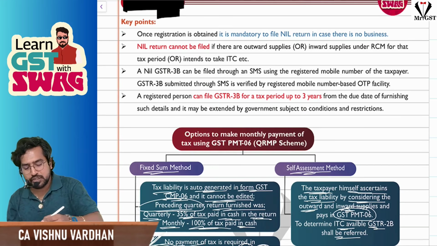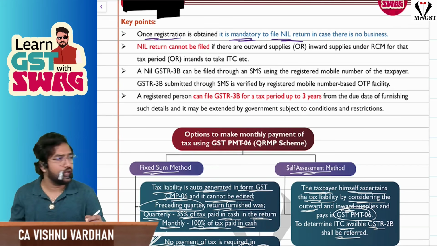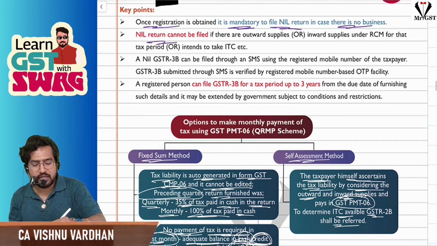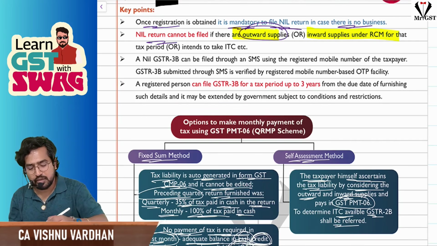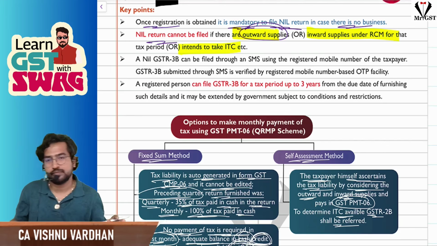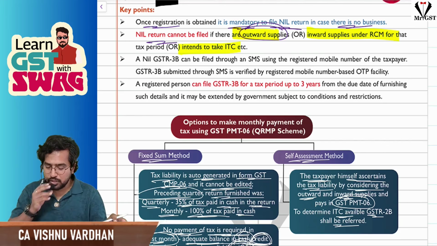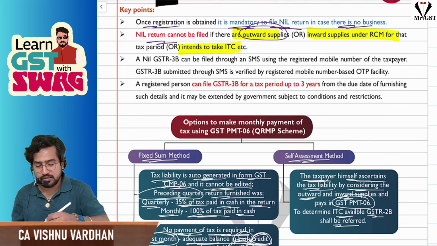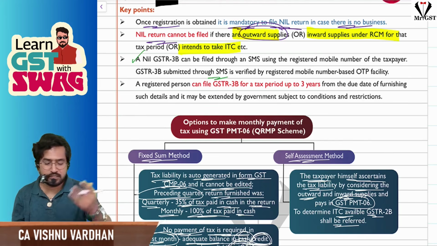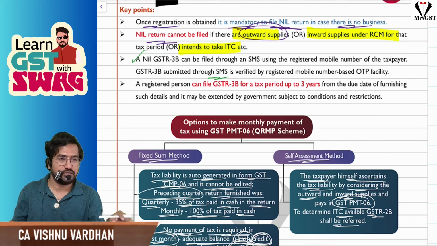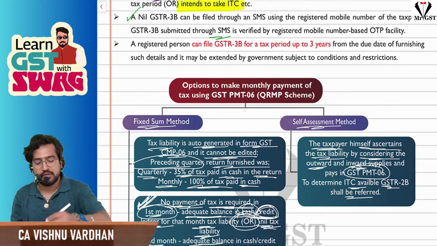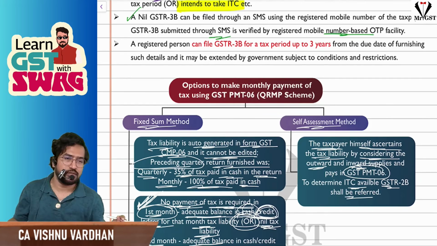So once registration is obtained, it is mandatory to file a nil return, even though there is no business. Nil return cannot be filed if there are outward supplies, as you have seen, or inward supplies under RCM, or if one intends to take ITC. Am I clear? So then you cannot file a nil 3B. Nil 3B can be filed through SMS. I seriously don't know, I did not do that much research actually. Maybe working SMS only, not a big deal. Should be working is what I feel. Okay, at least because of COVID, it should be working.